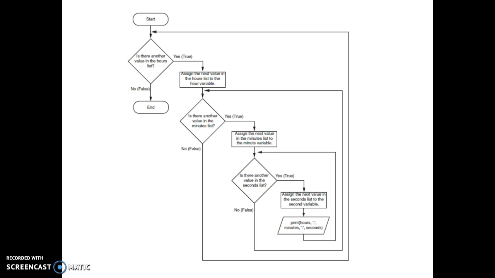If there is, then you assign that next value in the minute list to the minute variable, and so forth. You keep checking until you finally get to the very inner loop down here at the bottom, which prints the hours, minutes, and seconds. Time is continuously changing, so this is going to happen quite often, but you only print every time one of these changes. So you don't get the next hour until you finish both of the other loops, and so forth.